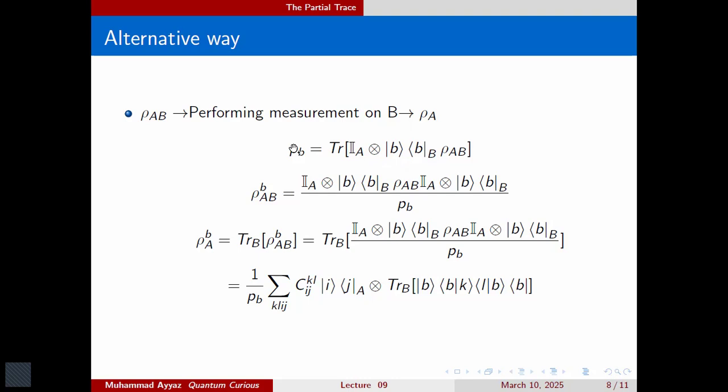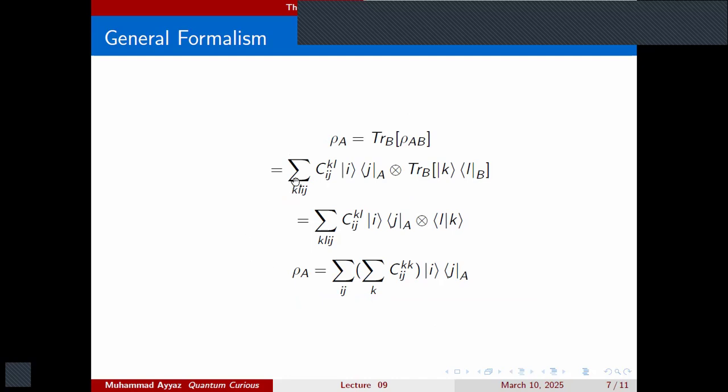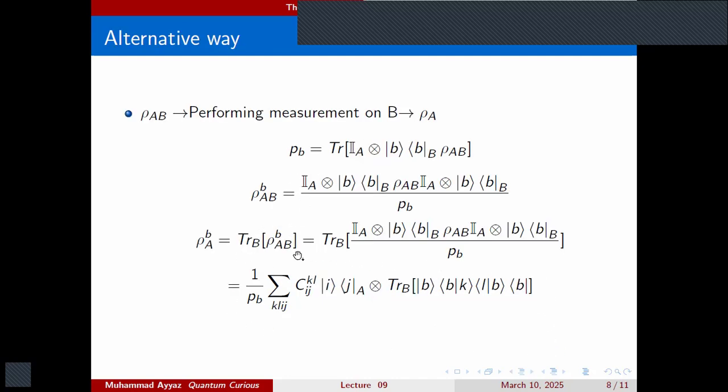So the probability of getting outcome B could be described by this quantity, and the post measurement state could be described as this, as we have seen in the previous lecture, on how to obtain the post measurement state with the help of the Kraus operators. So again, we have this post measurement state, and we want to know the reduced state of that post measurement state. So we will again trace out subsystem B, plugging in the general form of rho AB that we described earlier, and we obtain this form, which is easily obtained.